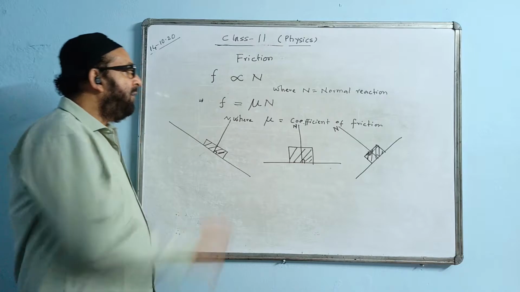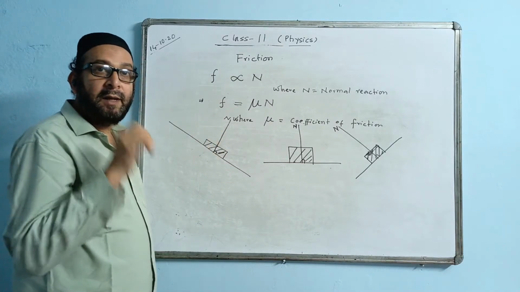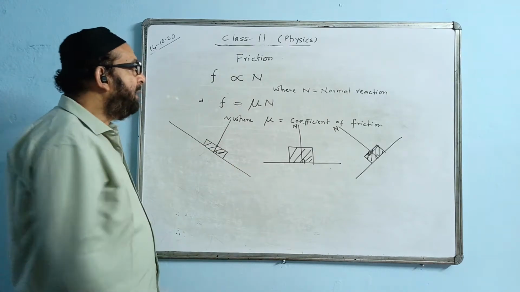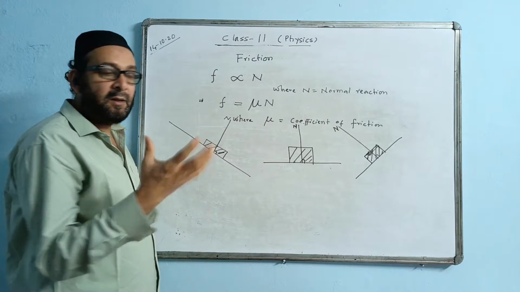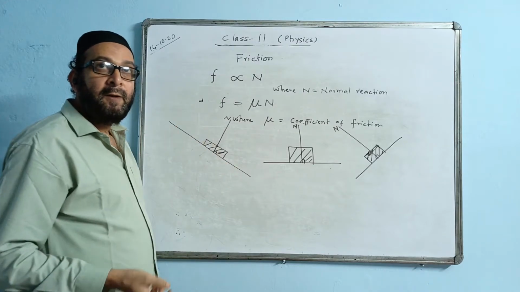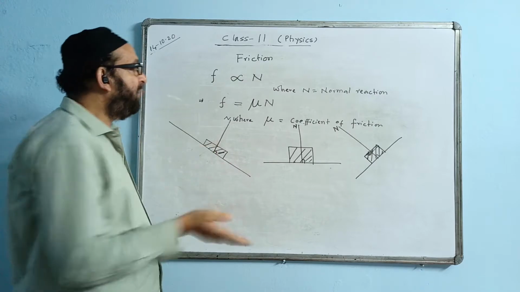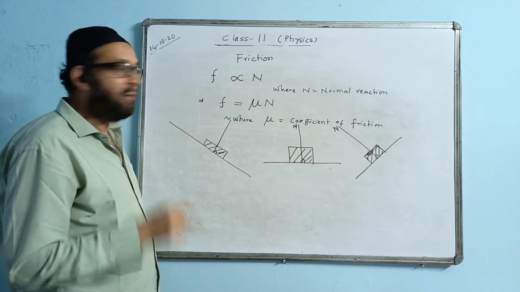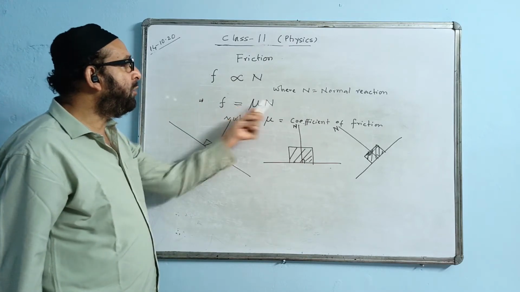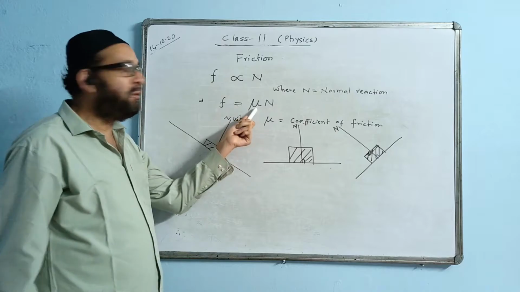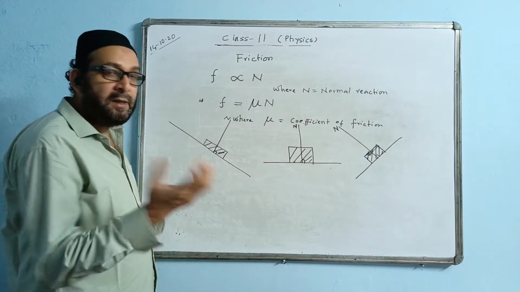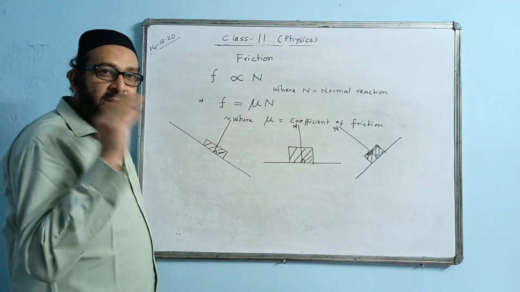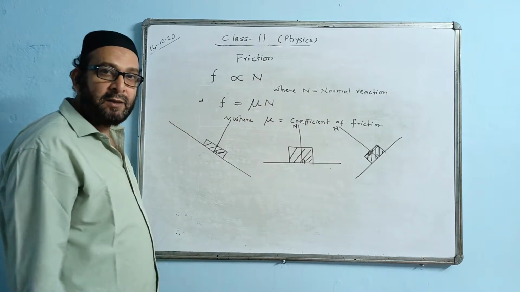It depends on that. Friction does not depend on the area of contact. It does not depend on the surface area of contact. It depends on the nature of the surface. If the surface is rough, friction will be more. If the surface is polished and smooth, then friction will be less. So friction is mu into N. Mu is called the coefficient of friction. The value of mu depends upon the nature of the surface. If the surface is rough, the value of mu will be more. If the surface is less rough, the value of mu will be less.